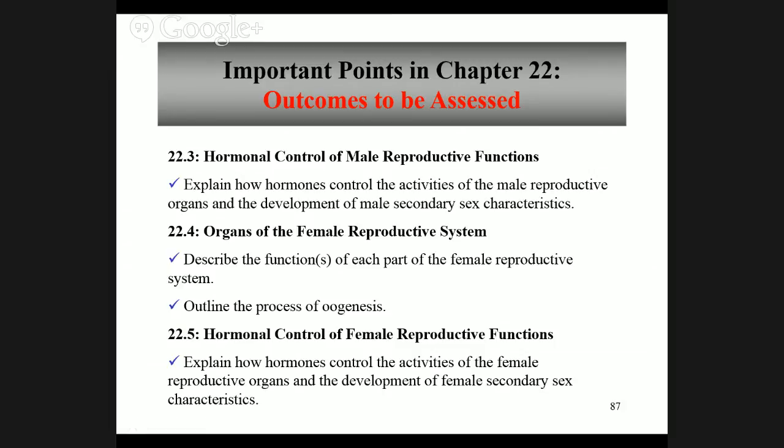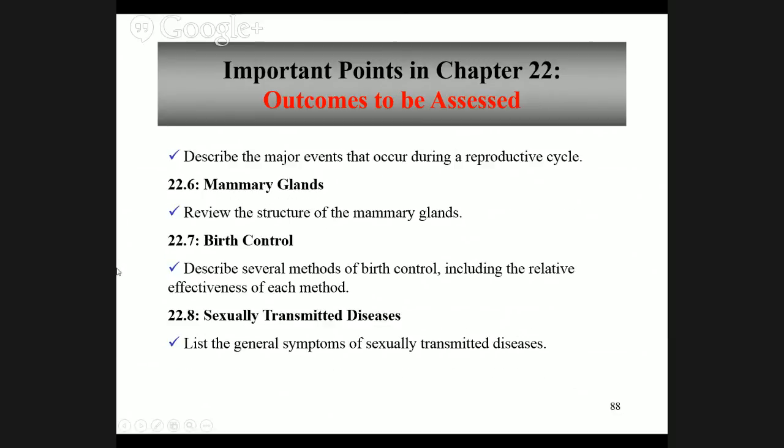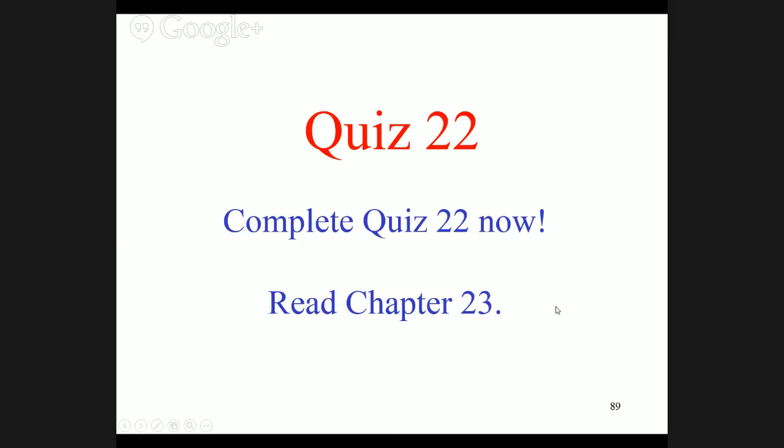Hormonal control: explain how the hormones control the activities of the male reproductive organs and development of male secondary sex characteristics. Then the organs of the female reproductive system: describe the functions of each part, outline the process of oogenesis, and explain how hormones control the activities of female reproductive organs and development of female secondary sex characteristics. Describe the major events that occur during a reproductive cycle. The mammary glands: review the structure. Birth control: describe several methods of birth control, and list the general symptoms of sexually transmitted diseases. And that's it.